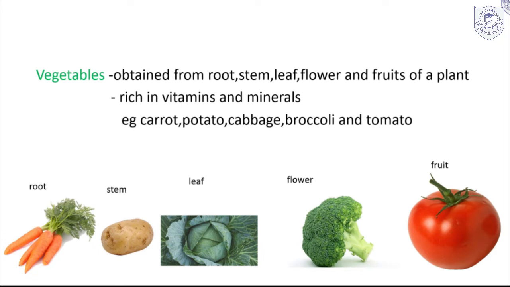Now coming to vegetables. Vegetables are obtained from different parts of a plant. For example, we obtain carrot from the root, potato from the stem, cabbage from the leaf, broccoli from the flower, and tomato from the fruit. So these are the different vegetables which are obtained from different parts of a plant.